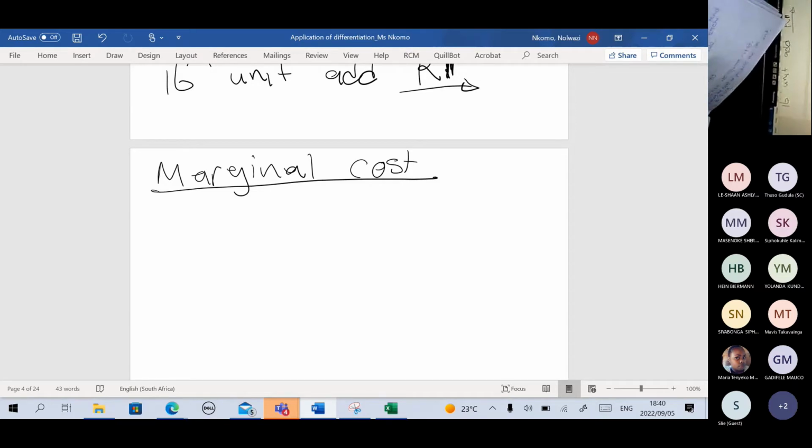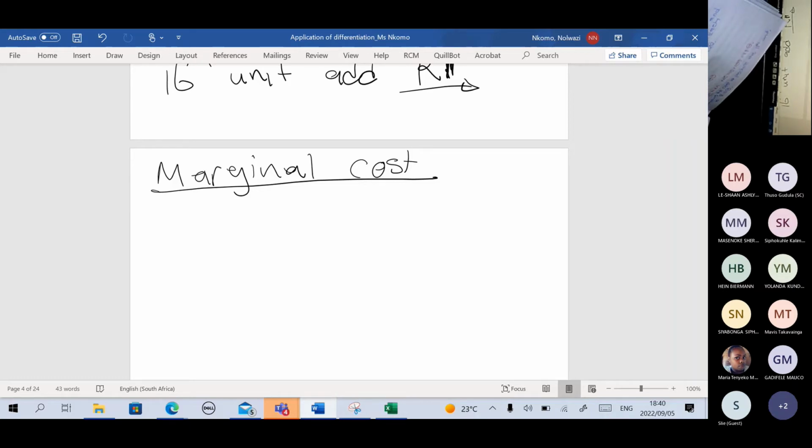The marginal cost will help the company to understand when it's no longer profitable to manufacture or produce more goods. And another thing, a company's marginal cost is how much extra it costs to produce additional units of goods or services. I hope that makes sense.